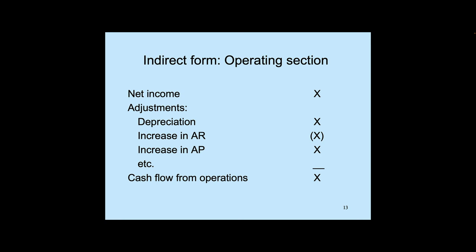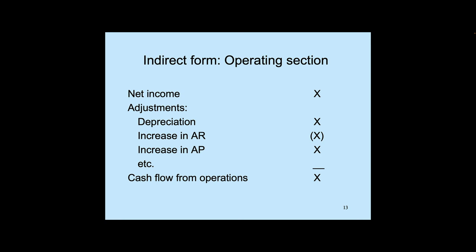And so in order to convert that to a cash flow, we have to undo all of the things that affect net income but do not affect cash flows. So we make adjustments for things like depreciation expense. We're going to add that back. It's an expense that reduced net income but did not cost us any cash. It was just a debit to depreciation expense and a credit to accumulated depreciation.